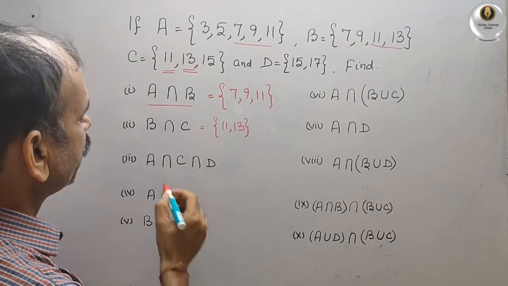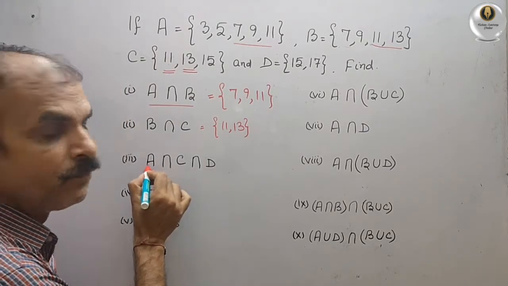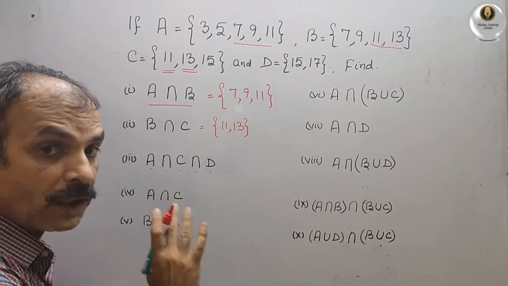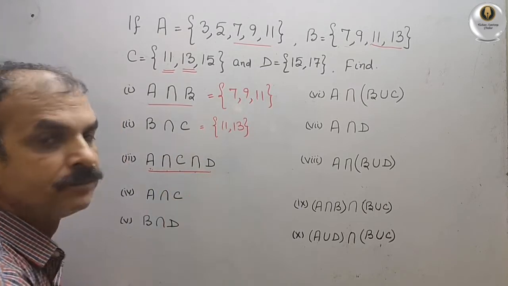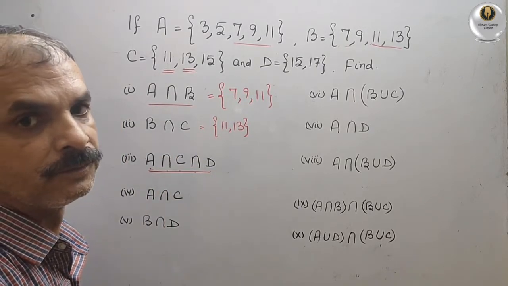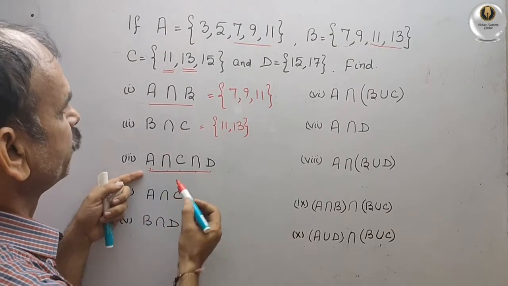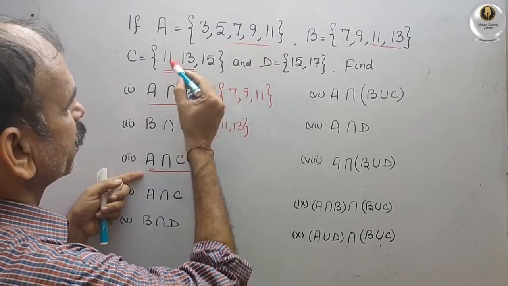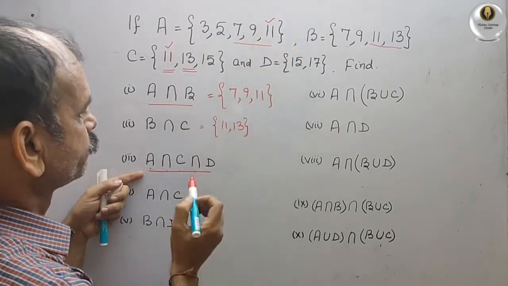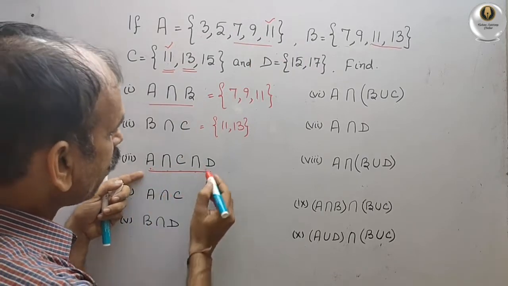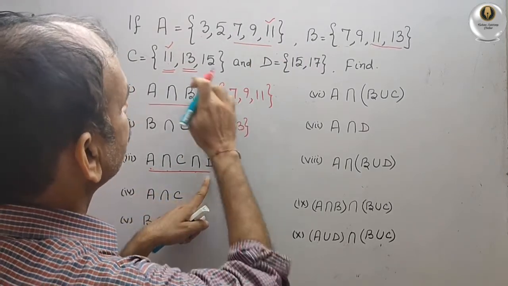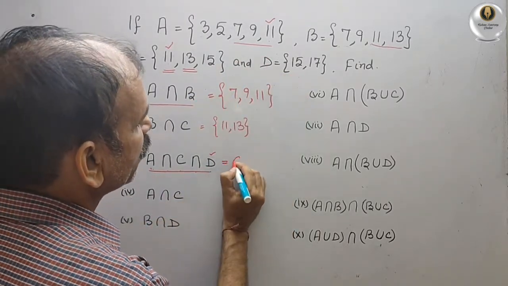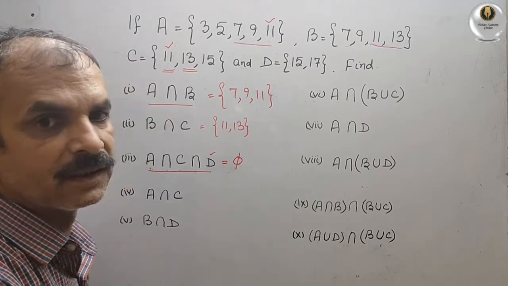Next, here they have given A intersect C intersect D. That means what is common in all these three? That we have to find out. So first we will go for A and C. You can see here 11 is common. Now go for the D. You can see in D, 11 is not there. That means we will get an empty set here.